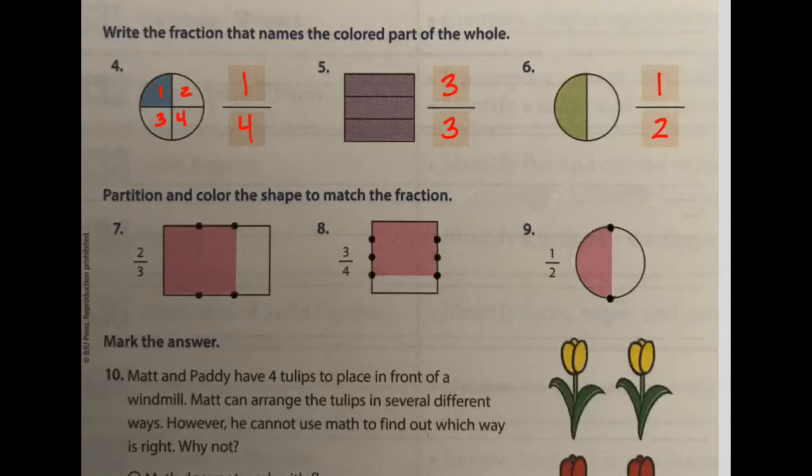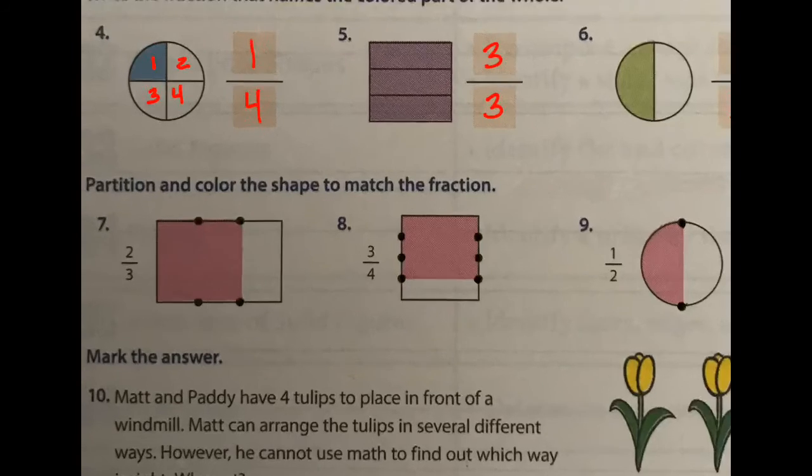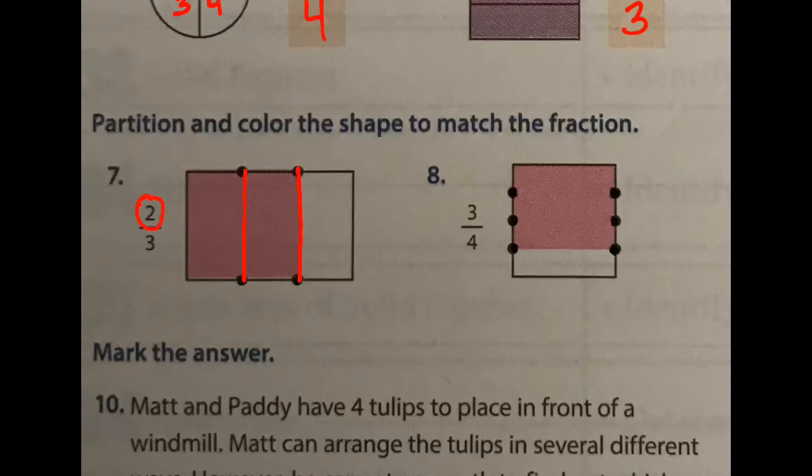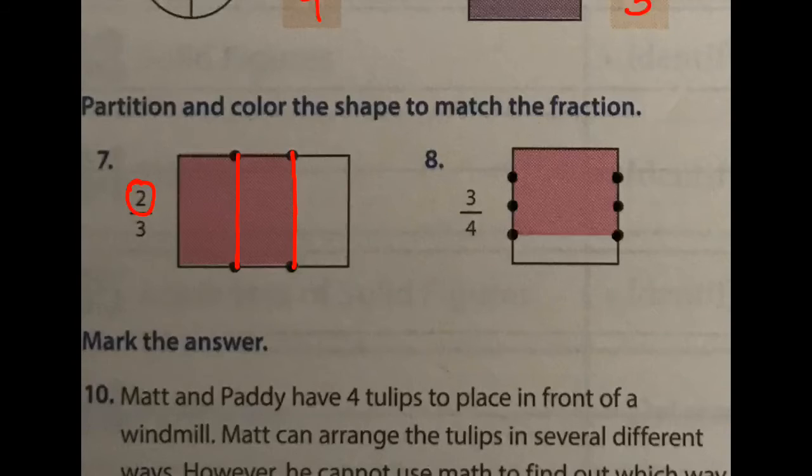All right, let's take a look at number 7. We're going to partition. Do you remember what that word means? That just means divide or cut into smaller pieces. And color the shape to match the fraction. Oh, you know what? Whenever I erased the answers, I didn't take away the colored part. Well, that's okay. I don't have to color it in then. Sorry about that, you guys. Well, if you did your practice test, that's good because you colored it in all by yourself. Okay, so let's go ahead and partition first. And then you can see 2 pieces out of the 3 are colored. You don't have to circle that too. I just did that to show you.